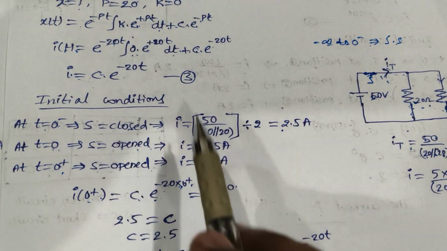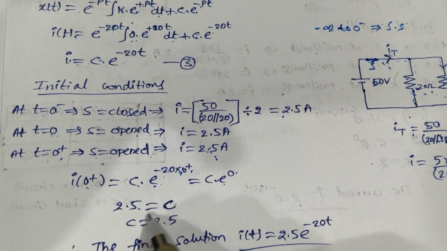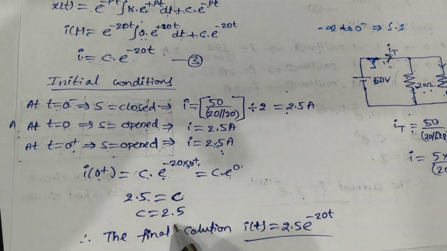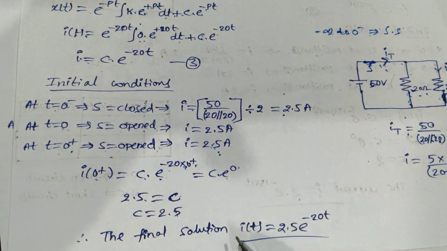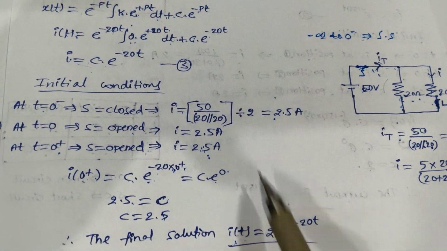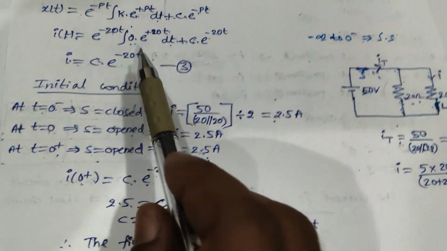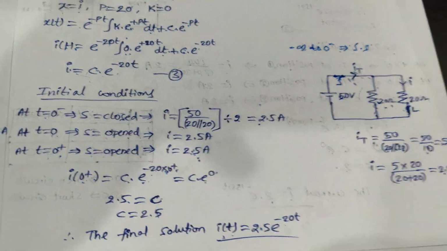What is I of 0 plus? I of 0 plus is equal to 2.5 amperes. So c is equal to 2.5 amperes. I'll substitute the c value in the third equation to get the final solution. I of t is equal to 2.5 into e power minus 20t. So this is all about the problem.